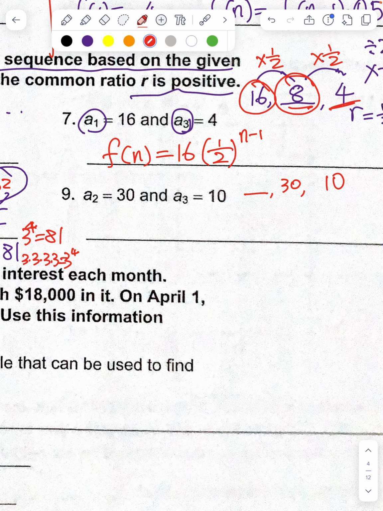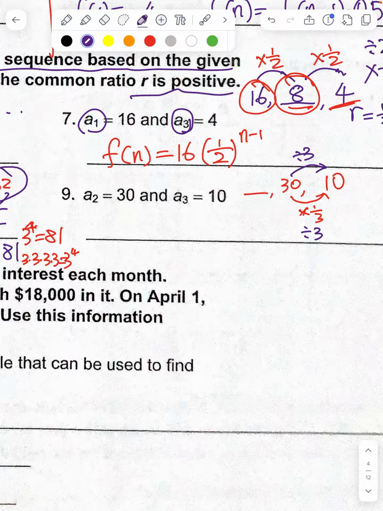So I know 30 multiplied by 1/3, or I can call it a divide, right? Divide by 3. So 30 divided by 3 is equal to 10. Yeah? 30 divided by 3, that's 10. Okay.